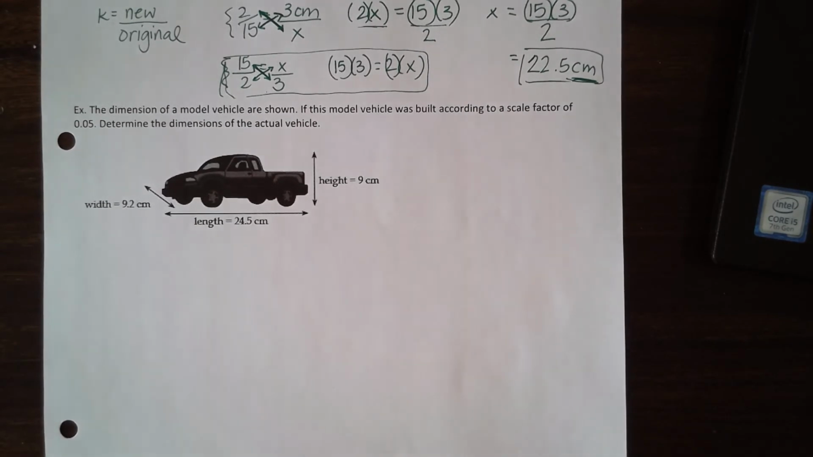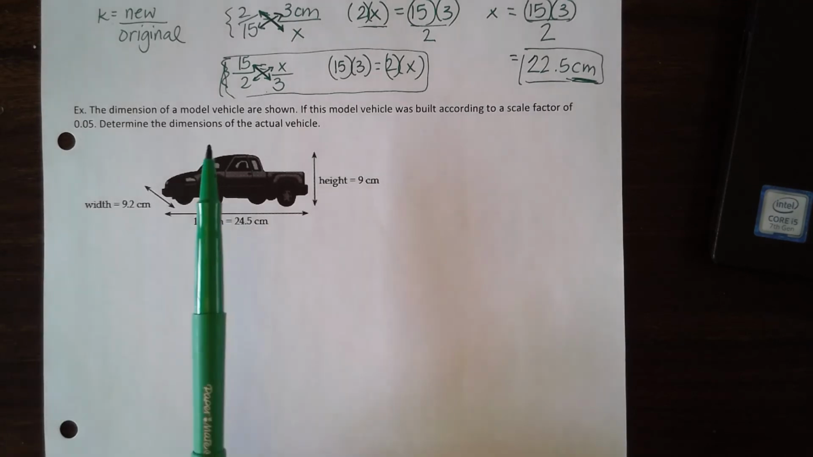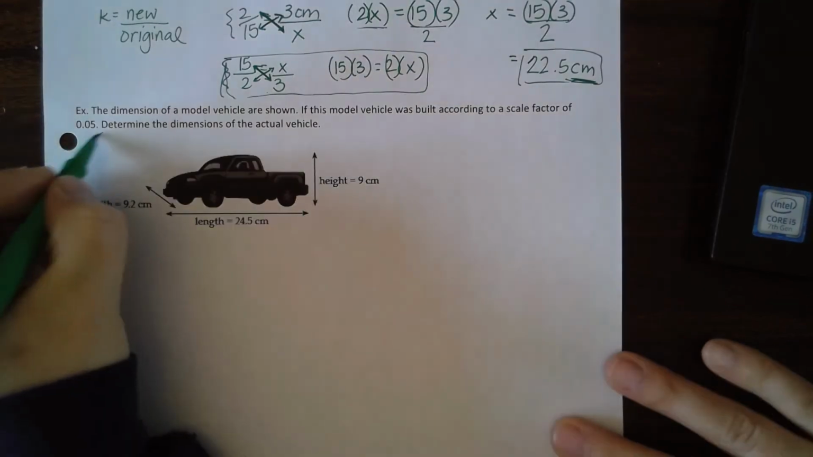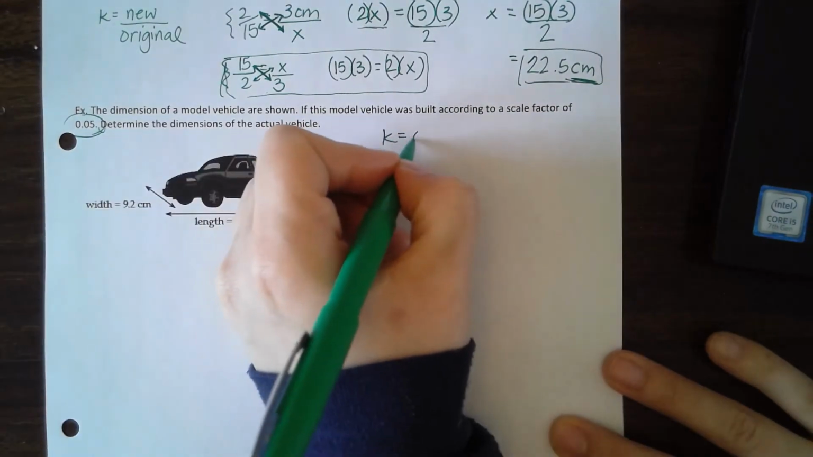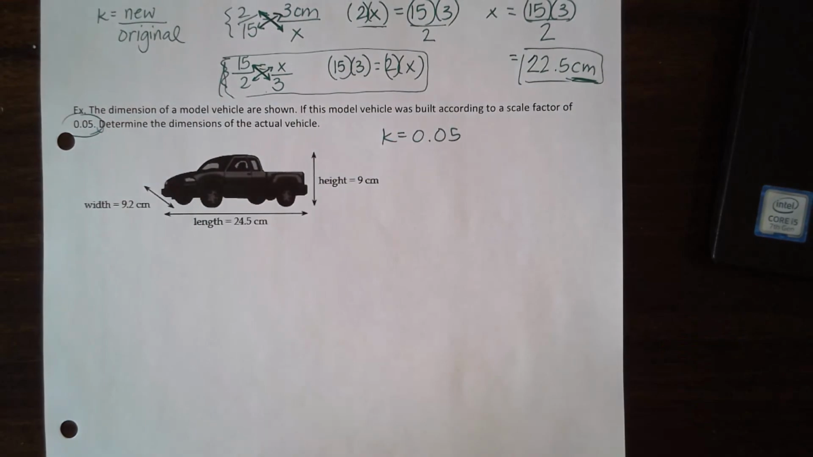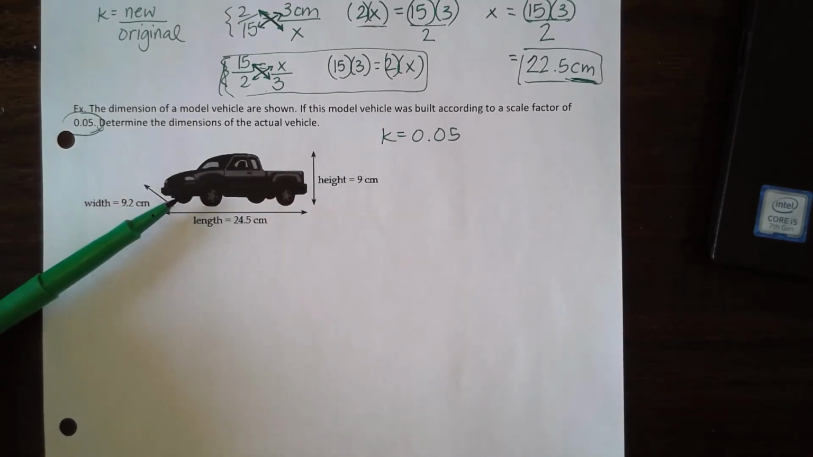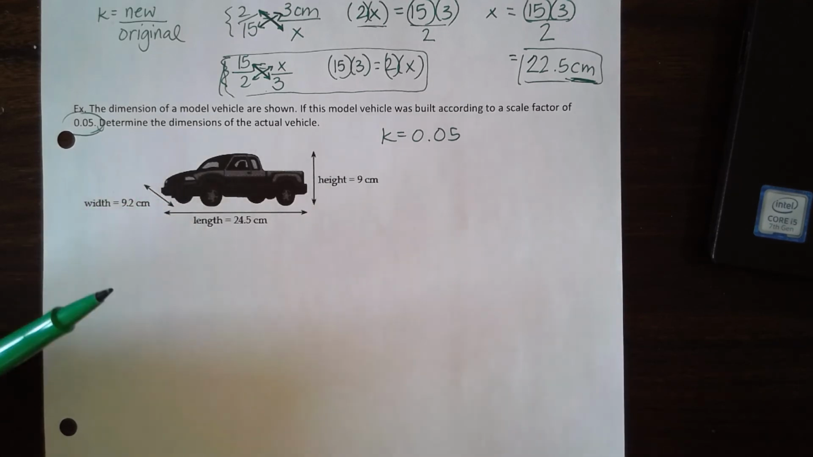So here are the dimensions of a model truck. What we want to do is determine the dimensions of the actual vehicle, given that K is 0.05. So what is 0.05? What does that mean? Does that mean that this new thing is a reduction or an enlargement? It means this is our new thing and it is a reduction compared to the original. Of course, that makes sense.